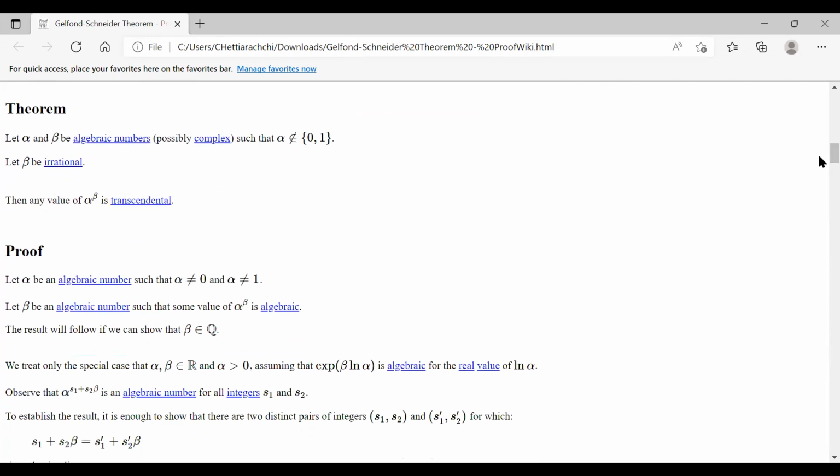So this is a theorem. This is the Gelfond Schneider Theorem. If you have two algebraic numbers, alpha and beta, which possibly could be complex, and alpha is not equal to 0 or 1, and beta is irrational, then alpha to the beta is transcendental, which means it is not algebraic. Here's a definition of an algebraic number.